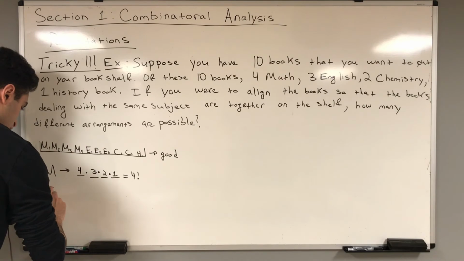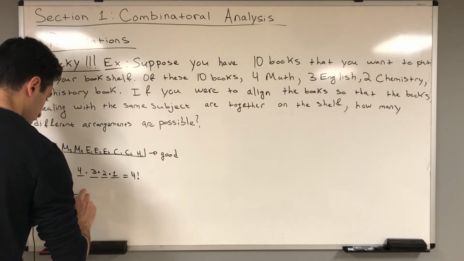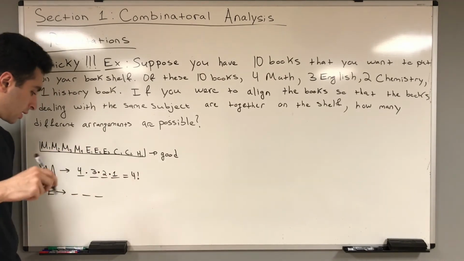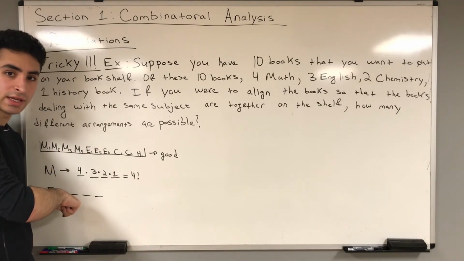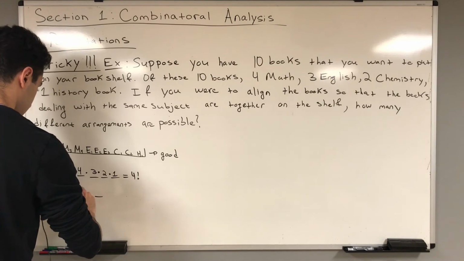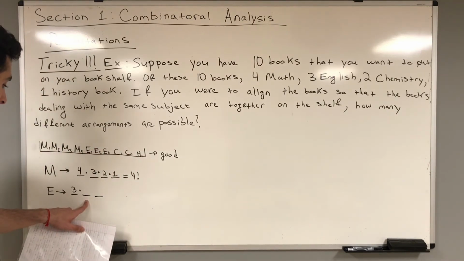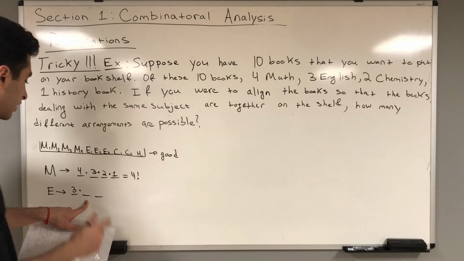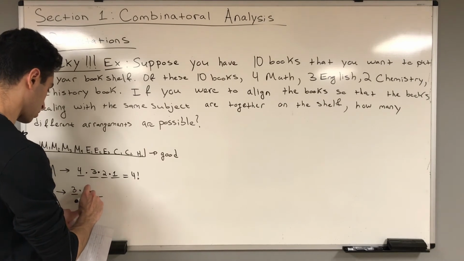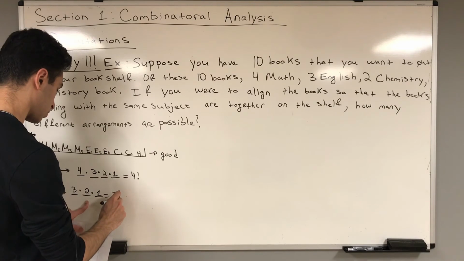Now let's move on to the English books. So we only have 3 English books, so 3 places. I have 3 different English books to choose for the first place, right? 1, 2, 3. So I only have 3 here. Then I'm choosing from the two left, so I only have 2 English books that I could choose here. And then I just have 1 left. Oh, but this is just 3 factorial. Okay.